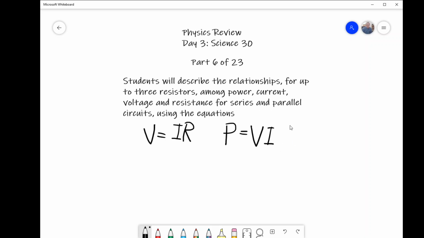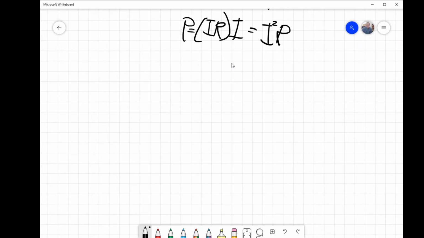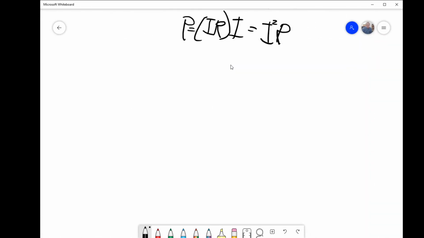And when you combine these two, that gives us power is I squared R, which is V times I, or I squared R. So these equations are true for all circuits. But if you have multiple resistors, we need to figure out what that resistance is. So with a series circuit, it's fairly straightforward.